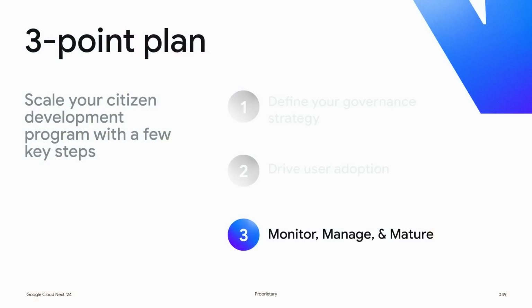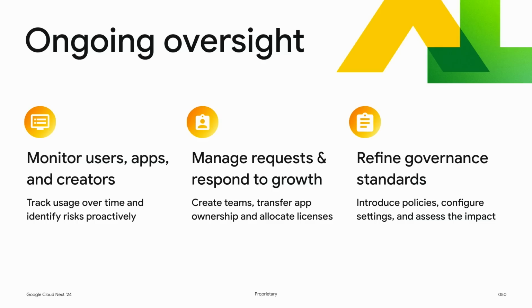The third part of our three-point plan here today, once we've defined our governance strategy and empowered people to build applications in the organization, is to monitor and manage these applications as they evolve in the org. And importantly, this may mean evolving business requirements in the organization.